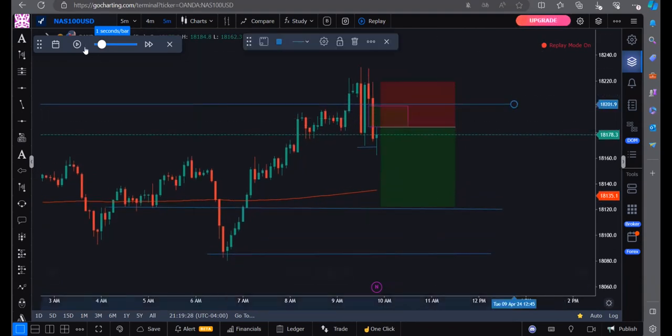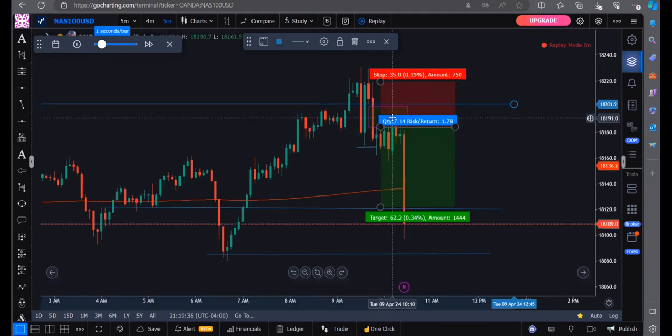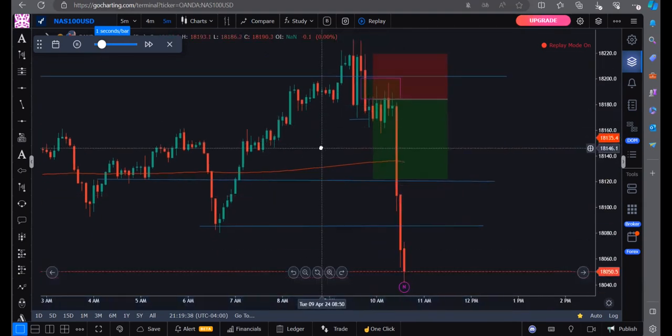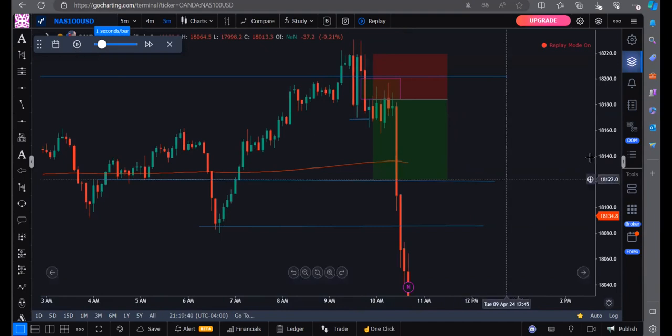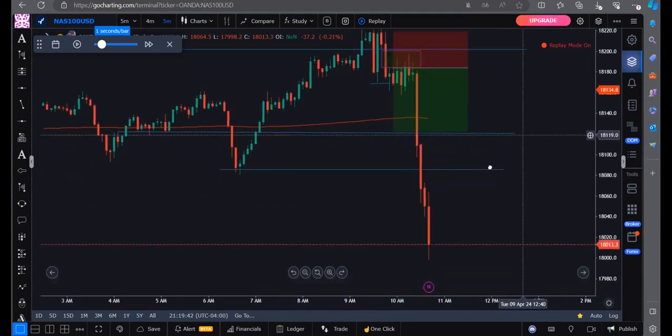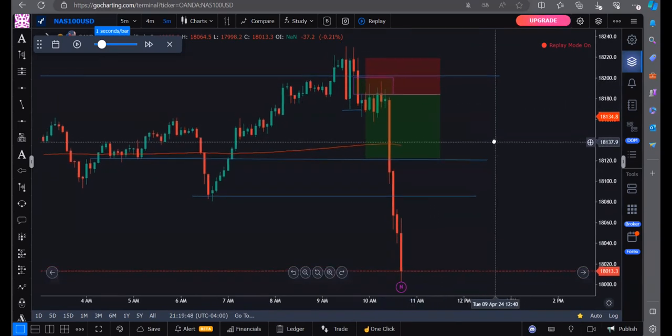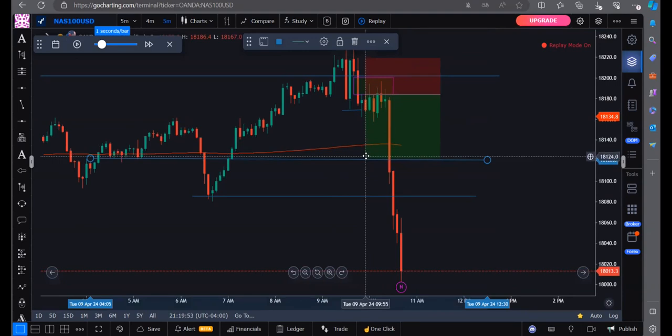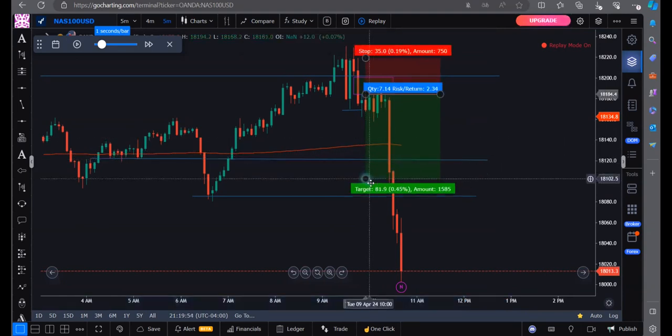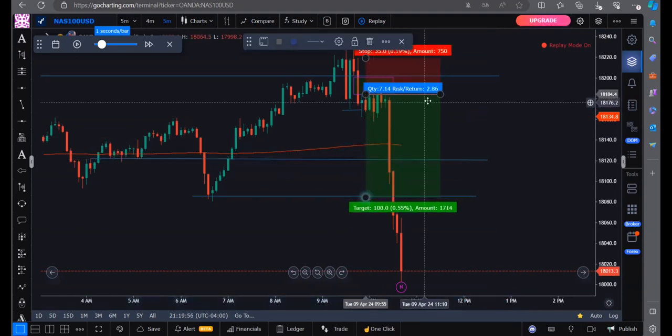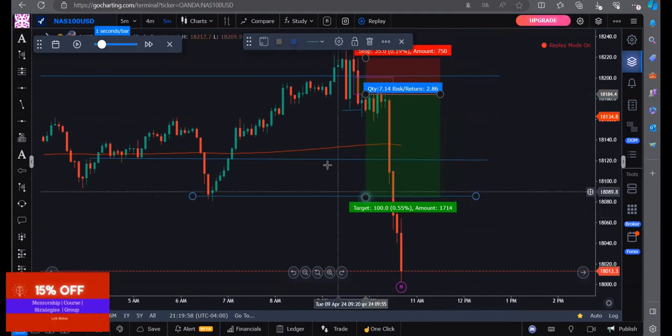Okay, let's see, we are filled. We are protected with our stop loss. Don't be scared when you see candles going in the opposite direction. And as you can see, target has been hit. There was huge volume going on. This was more than a 1.78 risk reward. The second TP was a 2.86 for a 100 pip move.